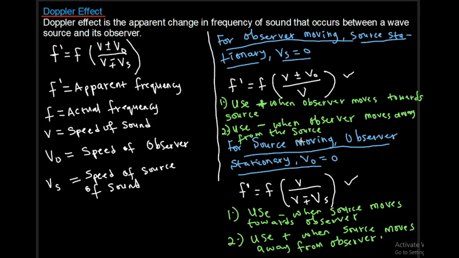This is very, very important. You use the positive sign in your equation when the observer moves towards the source. Then you use the negative sign when the observer moves away from the source. So this is for observer moving; the observer is the one doing the movement, and the source is stationary. And here for source moving, observer stationary, we use minus when the source moves towards the observer, and plus when the source moves away from the observer.